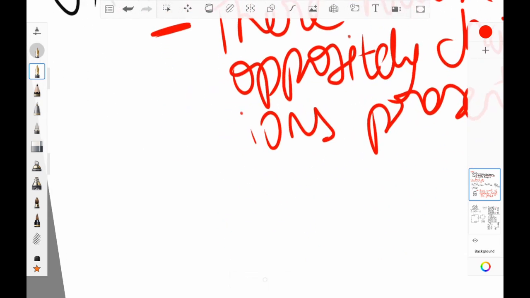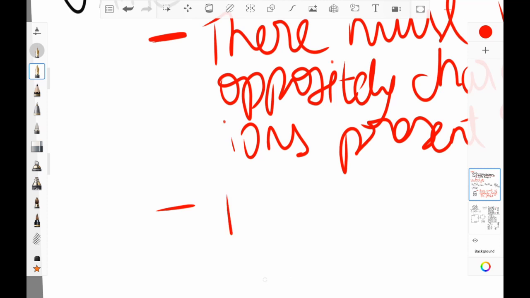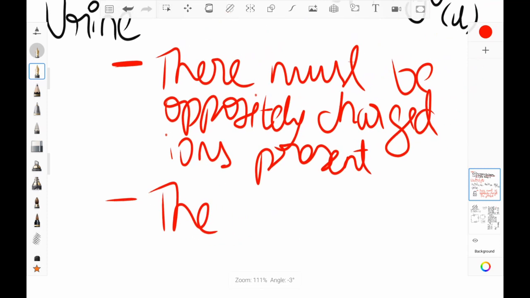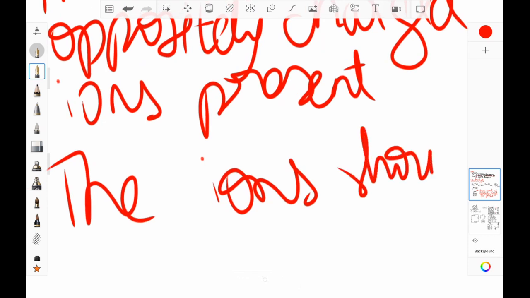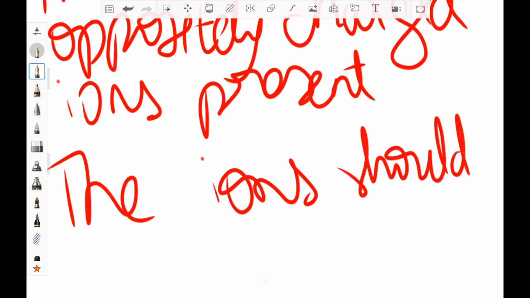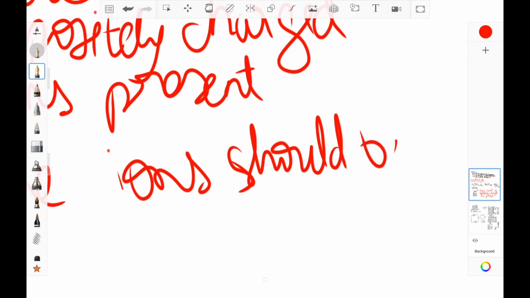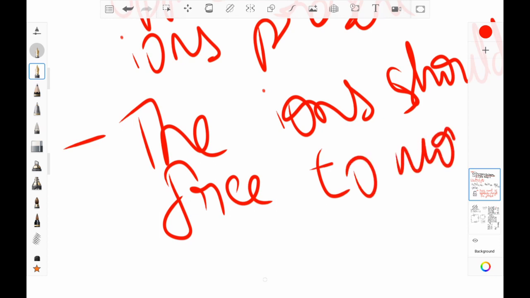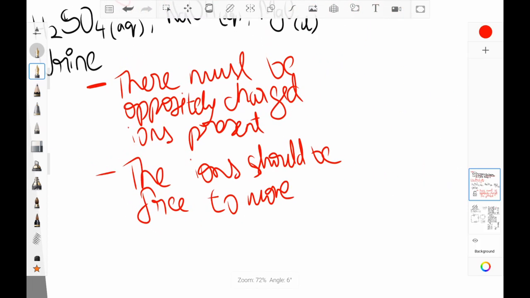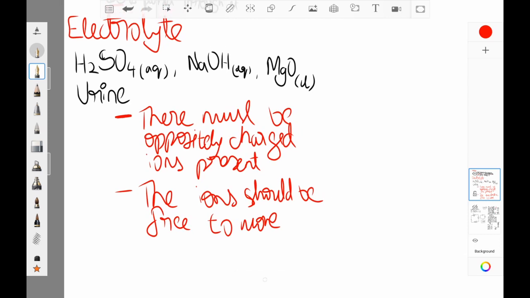The second condition is that the ions should be free to move. Now, this condition is the reason why electrolytes are ionic compounds in their aqueous or molten form.